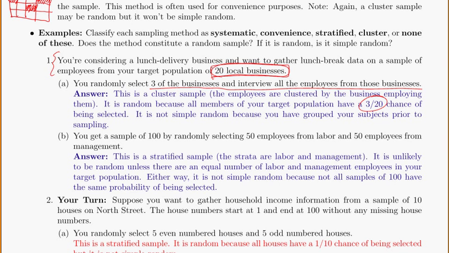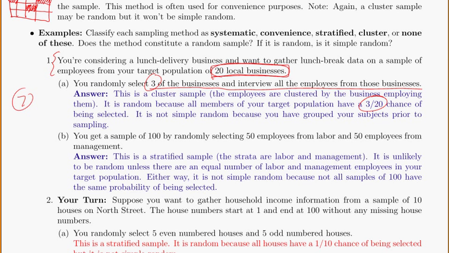But not all samples have the same probability of being selected. For example, whatever size sample you come up with, you can come up with another sample of that size that comes from, say, 5 different businesses or 7 different businesses. And because you're only collecting groups of 3 businesses, there's some samples that are excluded. For example, 1 employee from each of the 20 local businesses. That is a sample that can never be picked. It's excluded from your options. So that makes it not simple random, though it is random.